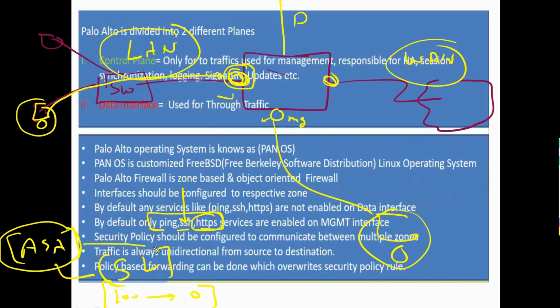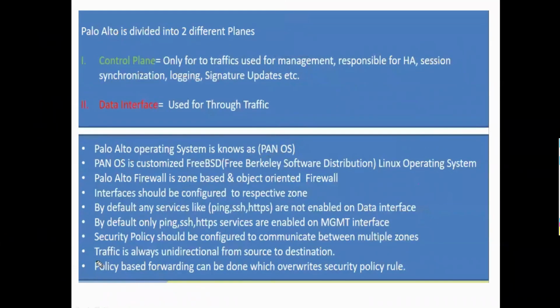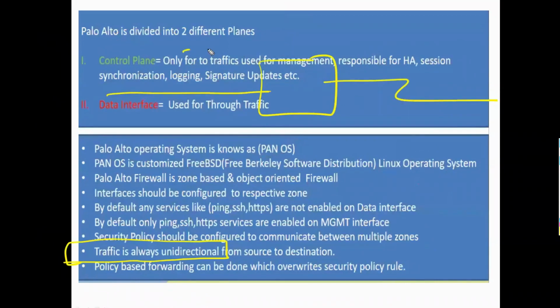Security policy should be configured to communicate between multiple zones. If you want to allow traffic from one zone to another zone, you need to configure a security policy. And remember always, traffic is unidirectional from source to destination. If you want to allow traffic from LAN to WAN, you need to configure a separate policy, and if you want to allow traffic from WAN to LAN, you need to configure another separate policy. So traffic is always unidirectional.